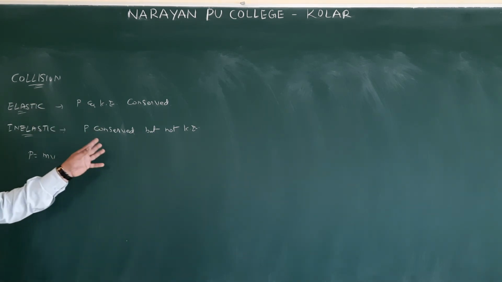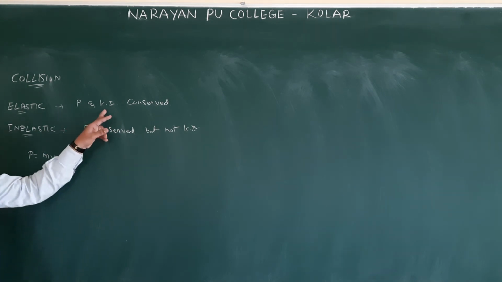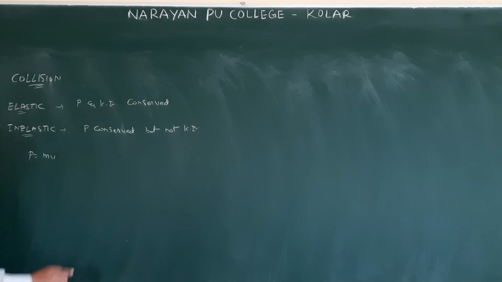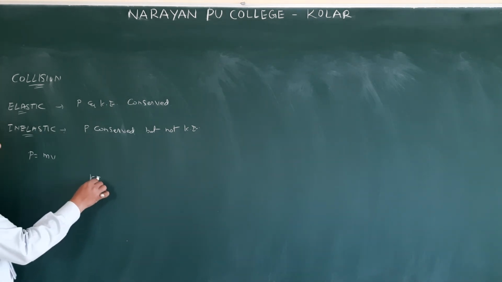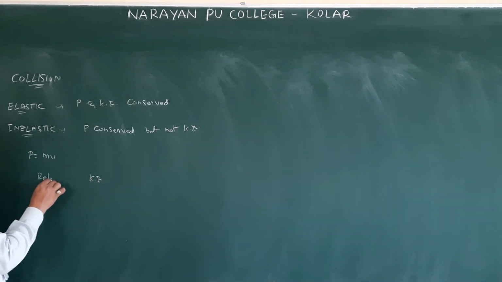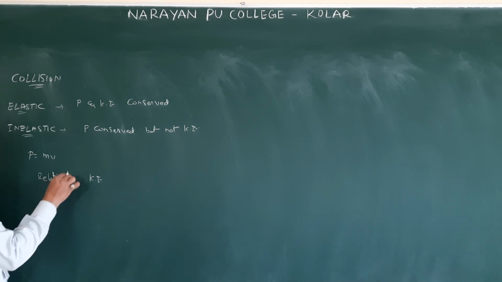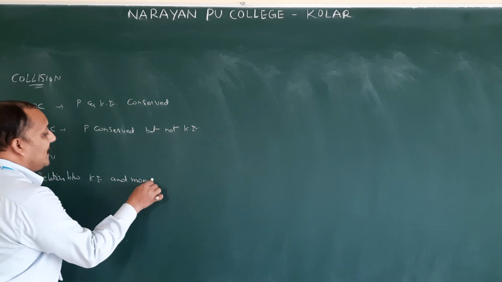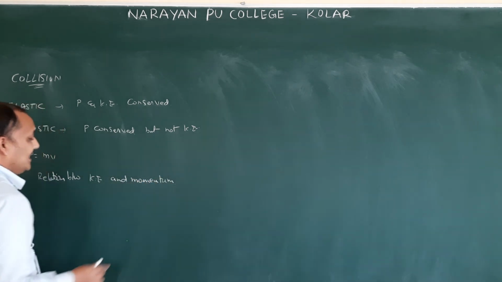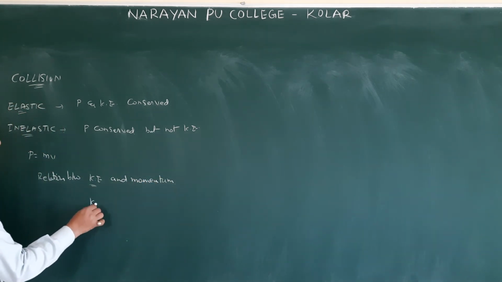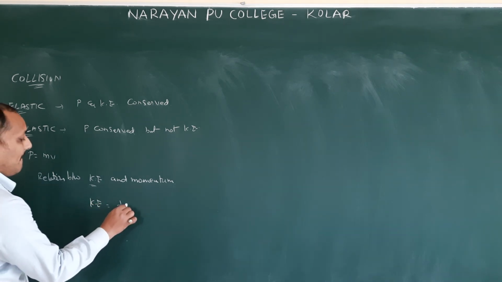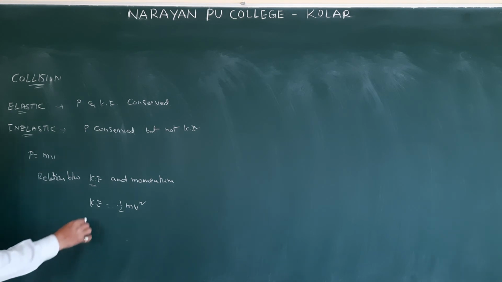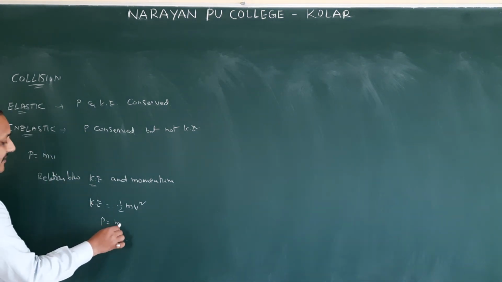Before going to that topic tomorrow, today we will have a small discussion on the relation between kinetic energy and momentum. We already know the kinetic energy equation: KE is equal to half mv square. And the momentum equation: P is equal to mv.